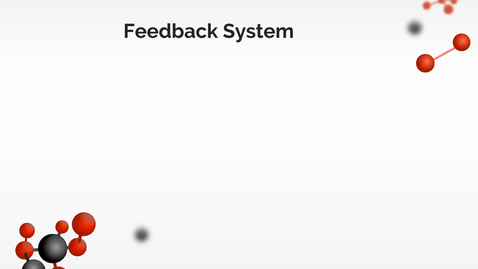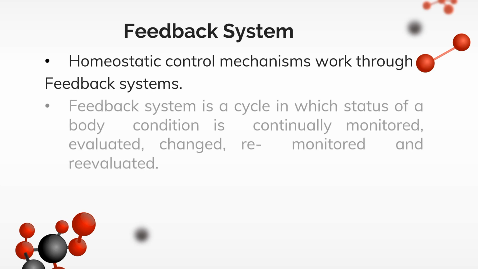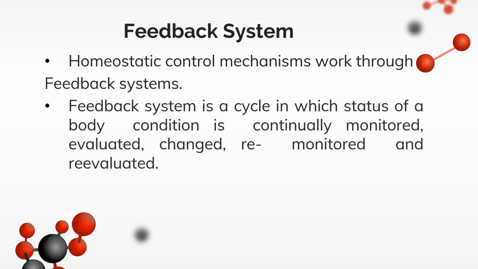What is a feedback system? The body regulates its internal environment through many feedback systems. A feedback system or a feedback loop is a cycle of events in which the status of a body condition is monitored, evaluated, changed, re-monitored, re-evaluated, and so on.